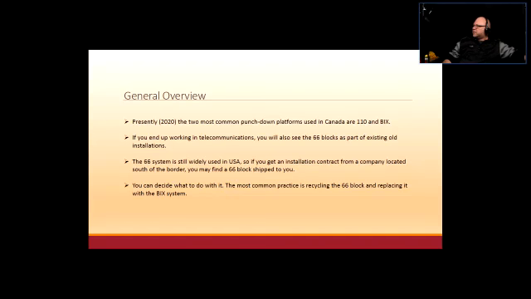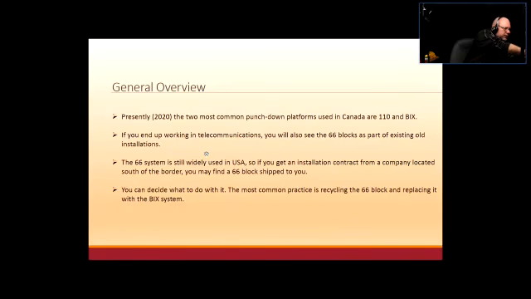All right, general overview. I wrote this in 2020, so two years ago. Nothing has changed since then, trust me. Presently, the two most common punch-down platforms used in Canada, and also in the United States, but right now we're talking mostly about Canada. I will tell you what else is available in the States.